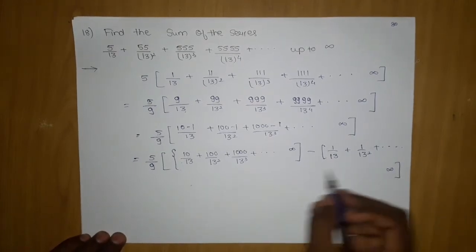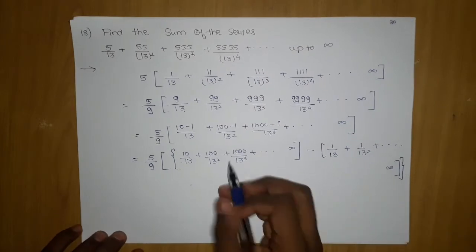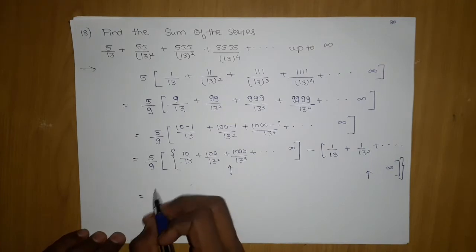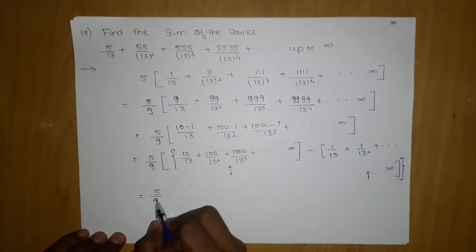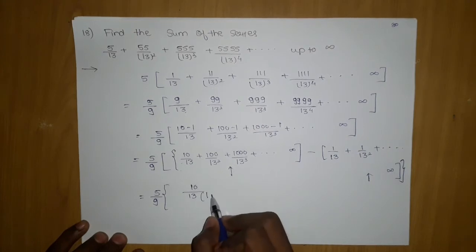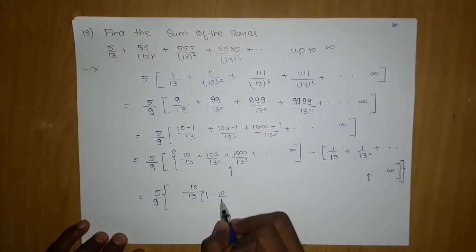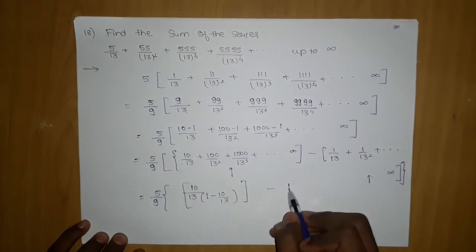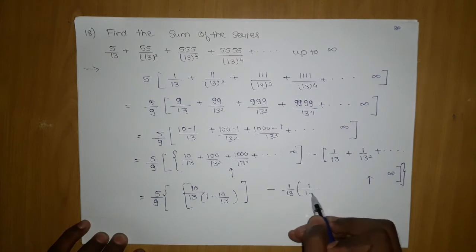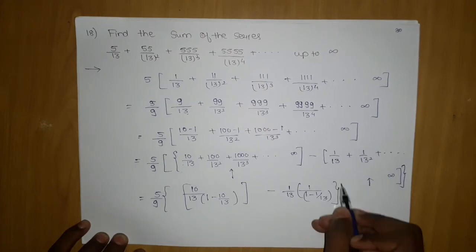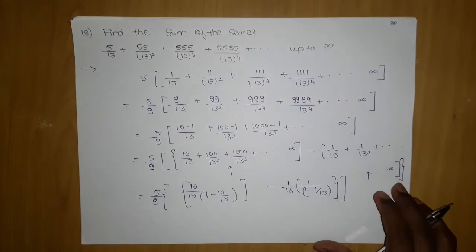Now after this you can clearly observe that this is 1 GP and this is 1 GP. So we are going to solve both of the series and get our answer. The first series will be a upon 1 minus r, since it is infinite, that is 10 by 13 upon 1 minus 10 by 13. So we will get some answer for this, minus 1 by 13 into 1 upon 1 minus 1 by 13. So we are getting this answer also.